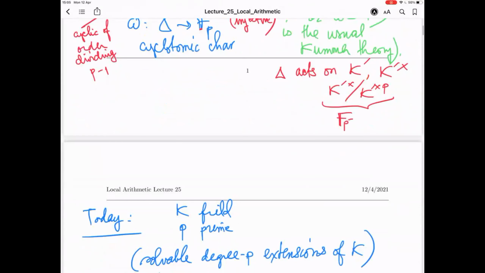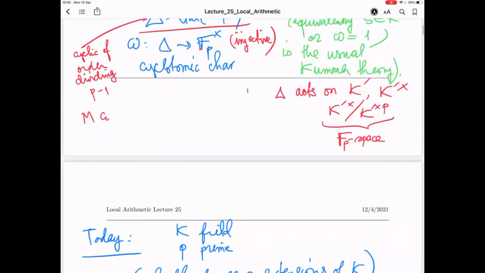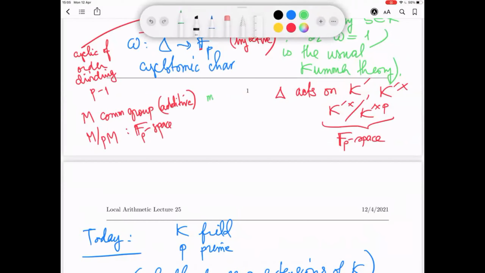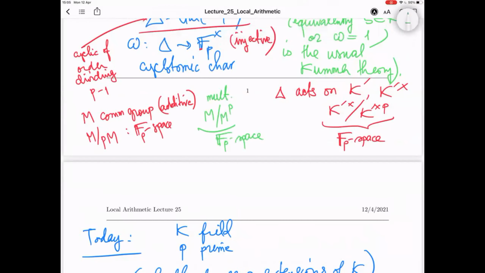Any commutative group M, suppose you write it additively, then M modulo pM, that's an F_p space. But if you were to write it multiplicatively, then M modulo M to the power p, this is an F_p space, right? It's just a matter of notation.